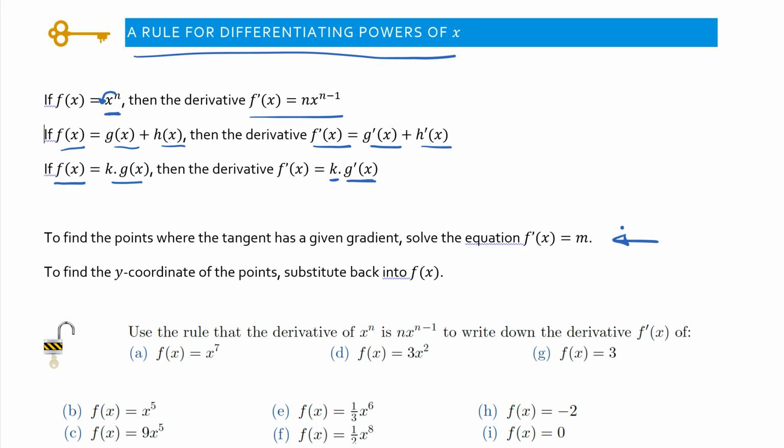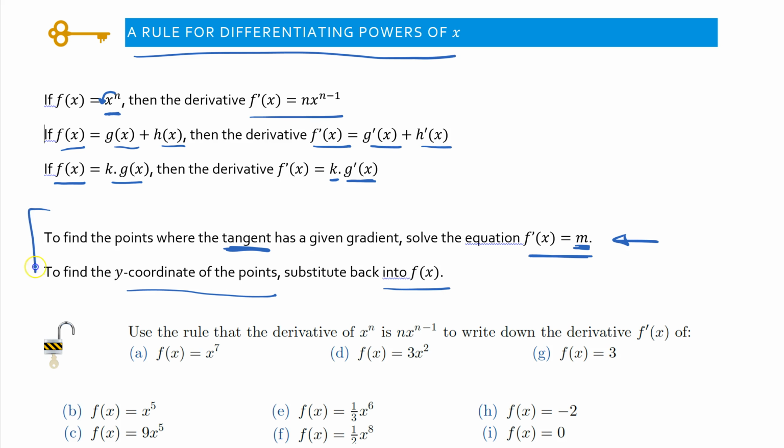to find the points where the tangent has a given gradient, they just need us to be very sure about our language. So the tangent has a slope which is the same as the value of f dashed of x. And at a particular spot, that slope will have a particular value. So we solve this equation. We solve f dashed of x equals whatever it is we want the gradient to be. And finally, to find the y-coordinate of a point, we know we substitute back into f of x.